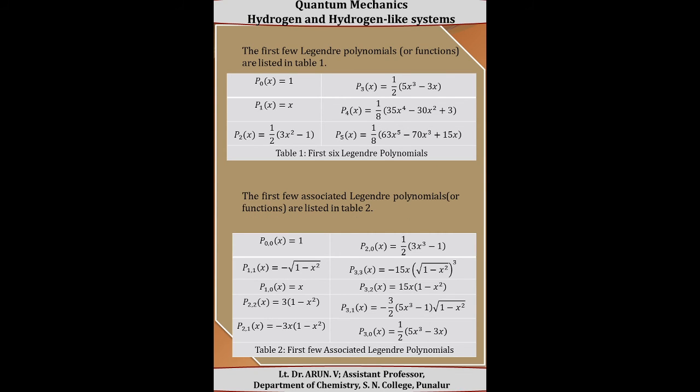The first few Legendre polynomials or functions are given in table 1. P0(x) is equal to 1, P1(x) is equal to x, P2(x) is equal to 1 by 2 into (3x squared minus 1), and P3(x) is equal to 1 by 2 (5x cubed minus 3x), P4(x) is equal to 1 by 8 into (35x raised to 4 minus 30x squared plus 3), and P5(x) is equal to 1 by 8 into (63x raised to 5 minus 70x cubed plus 15x). Some of the Legendre polynomials are given in this table.